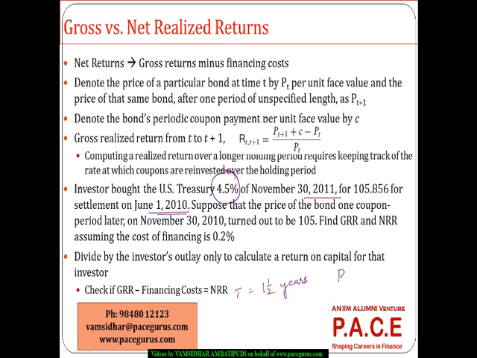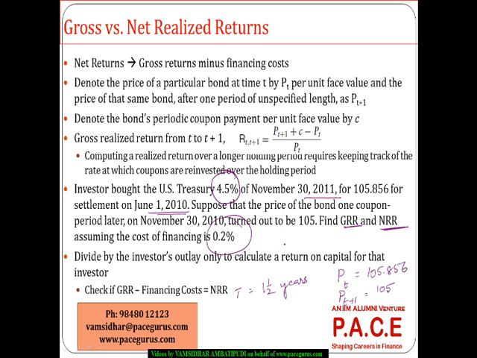The price of this on June 1st 2010 is 105.856. Suppose the price of the bond one coupon period later, on November 30th 2010, which is Pt+1, is around 105. I want to find out both the gross rate of return as well as the net rate of return, assuming that the cost of financing this is around 0.2%.